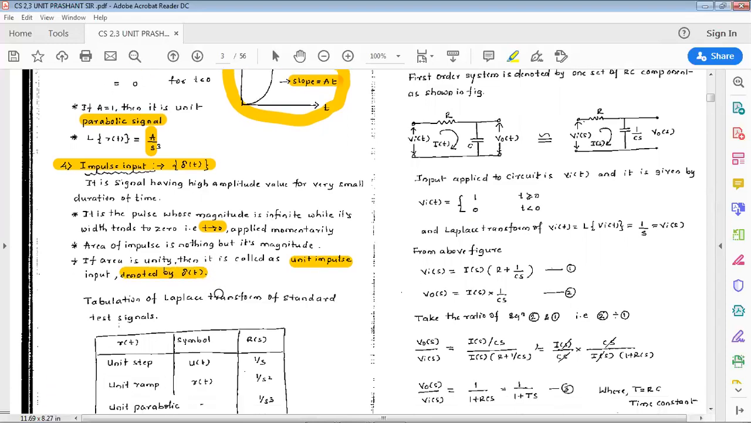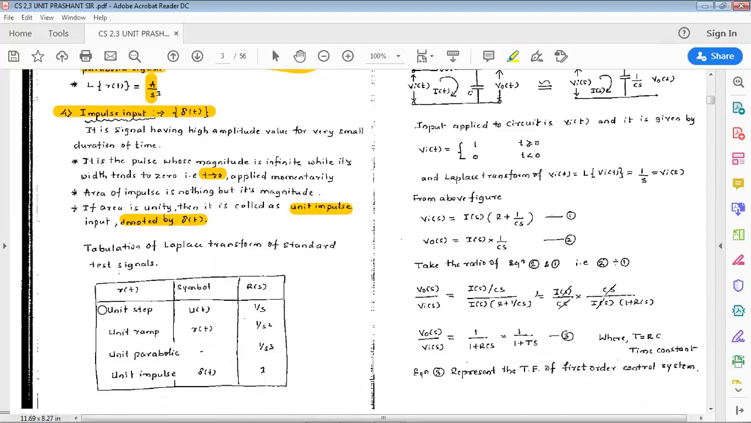Here is our tabulation which consists of standard test signals, their symbols and their Laplace transforms. Unit step has the Laplace transform 1 by s, unit ramp 1 by s square, unit parabolic 1 by s cube, and unit impulse is 1. These are the symbols of the test signals: u of t, r of t, and delta of t.